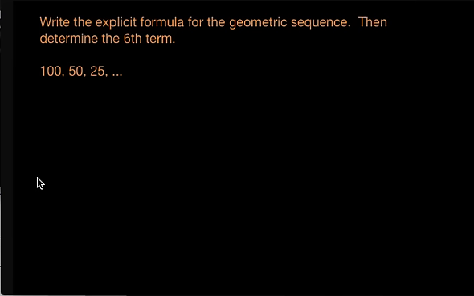Okay, let's try another problem. Write the explicit formula for the geometric sequence, then determine the 6th term. So we're going to start out with our formula, a sub n equals the first term, a1, times the common ratio raised to the n minus 1 power. So we need to identify our first term. That one's easy. Our first term, a1, is going to be 100. But the common ratio is going to be a little different.